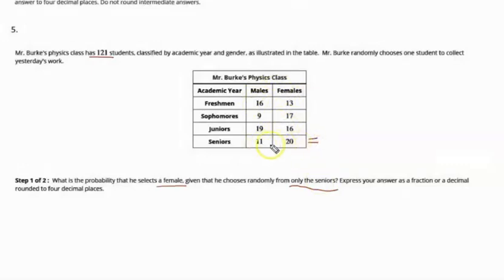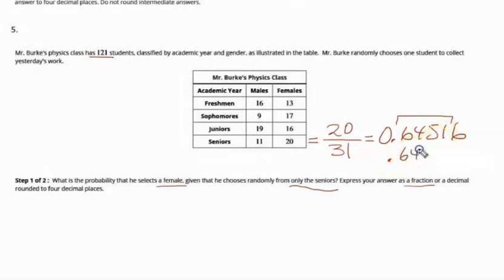So how many seniors do we have? Add these two together and we get 31. How many females out of those seniors? 20. So as a fraction would be this, or as a decimal, 0.64516. And rounding to 4 decimals, we drop the 6 and add a 1 there, so 0.6452. Now, in some cases, you get a second part of this, but I didn't print that up so it wouldn't be too long, but giving you some practice.